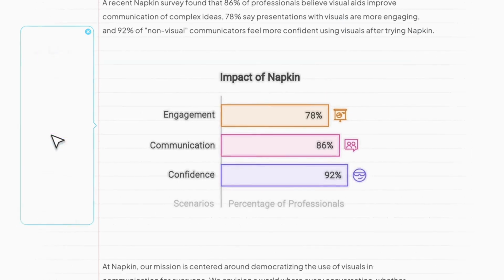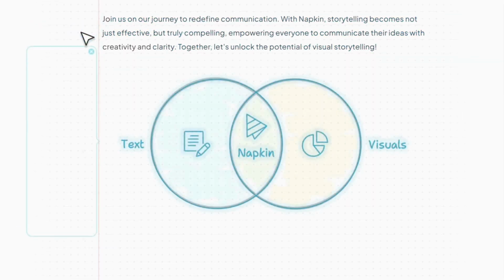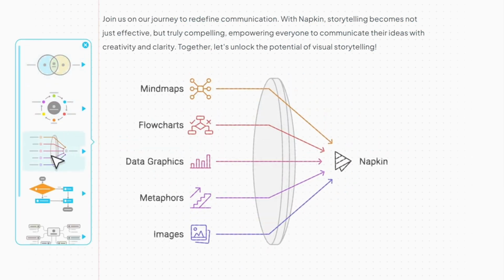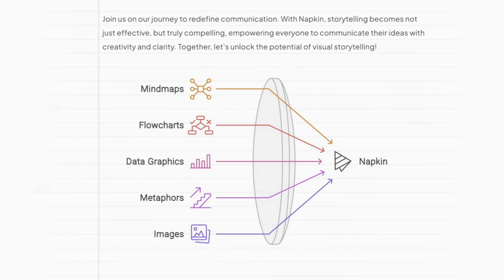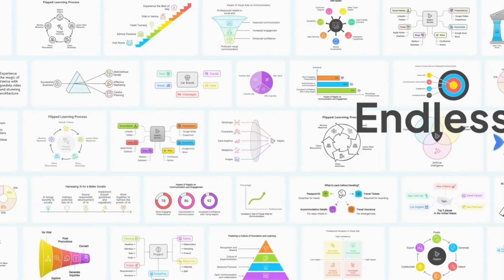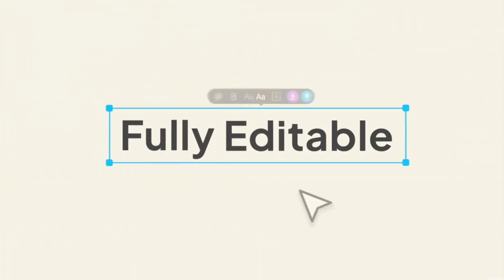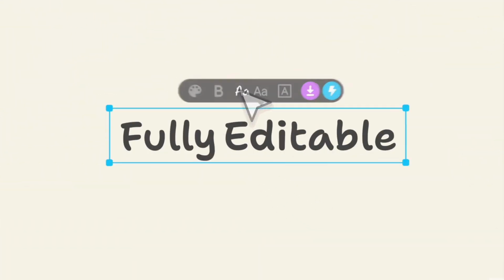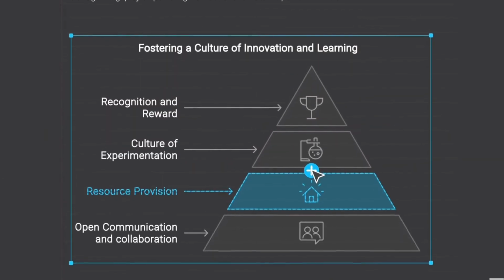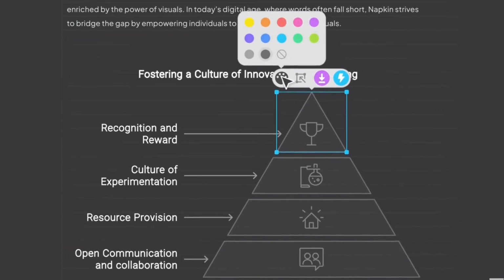Napkin AI is designed for anyone who wants to communicate ideas visually without the hassle of traditional design software. Instead of struggling with complex graphic tools, simply type or paste your text into Napkin and let its AI work its magic. The tool automatically generates a range of visuals, from flowcharts and mind maps to detailed diagrams that perfectly match your content. This simplicity is what sets Napkin apart, making professional quality visuals accessible to everyone.